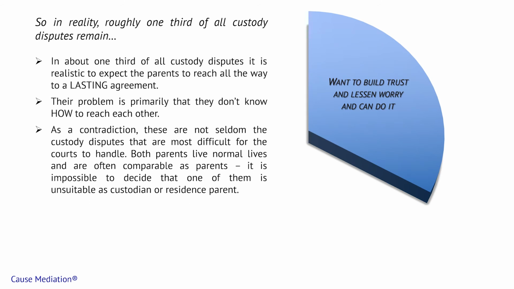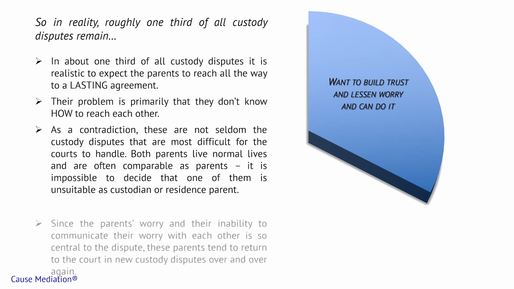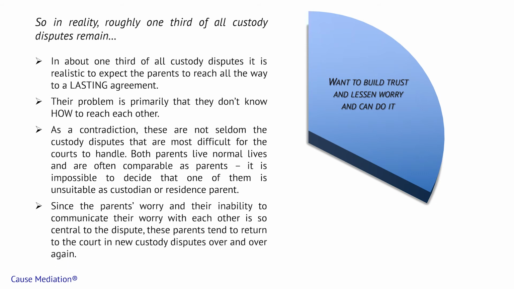As a contradiction, these are not seldom the custody disputes that are most difficult for the courts to handle. Both parents live normal lives and are often comparable as parents. It is impossible to decide that one of them is unsuitable as custodian or residence parent. Since the parents' worry and their inability to communicate their worry with each other is so central to this dispute, these parents tend to return to the court in new custody disputes over and over again.